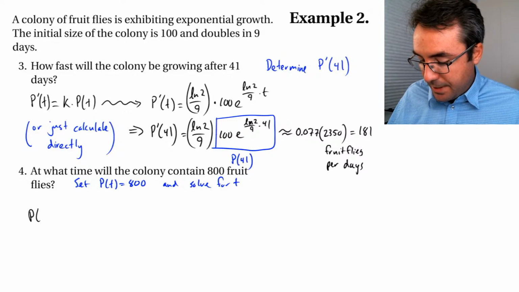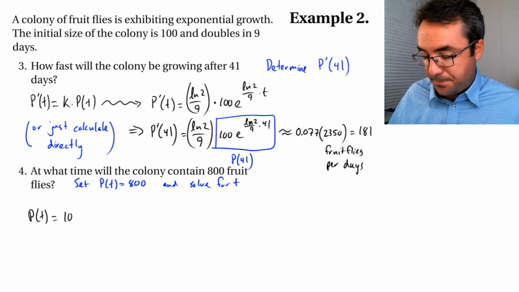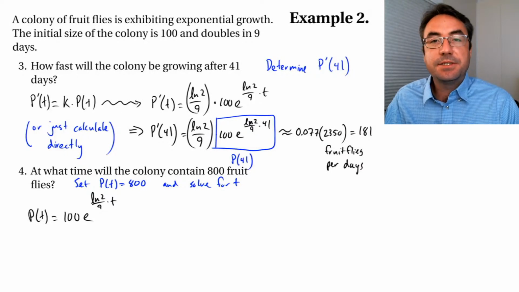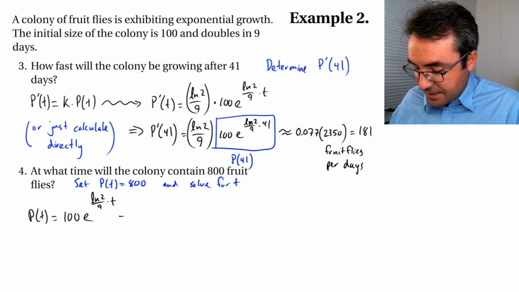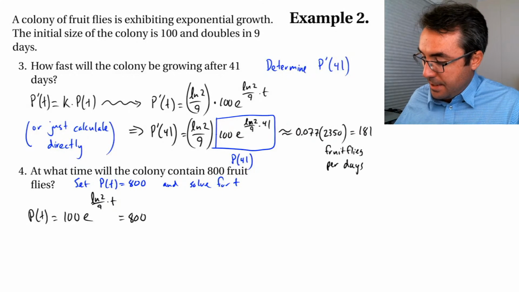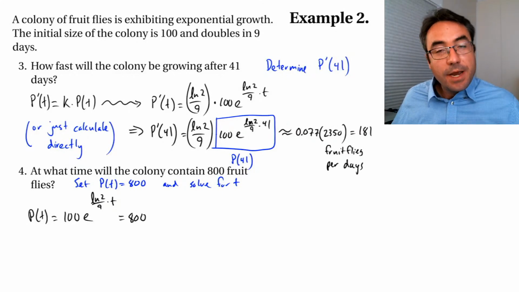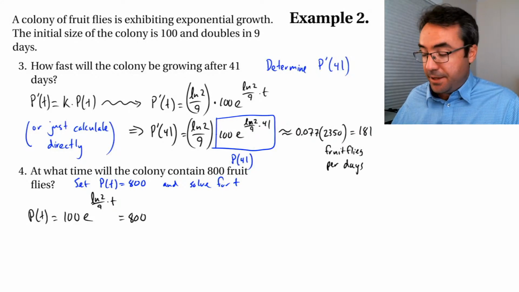So let's start by writing down our function P of t. It was 100 e raised to the natural log 2 over 9 times lowercase t, our variable t. And we're going to set this equal to 800. Now this gives us an equation that we can solve for t.